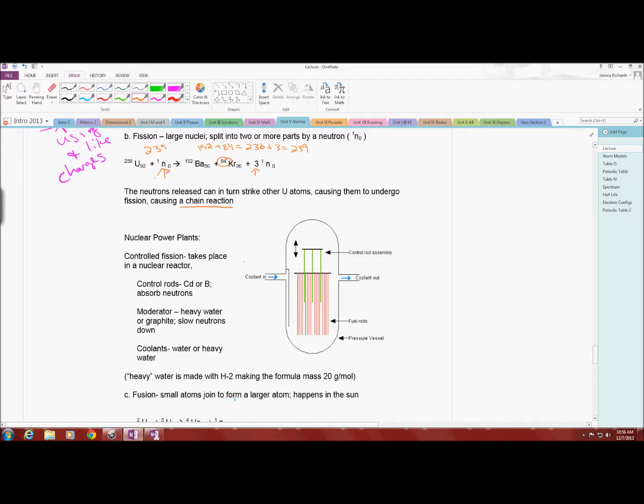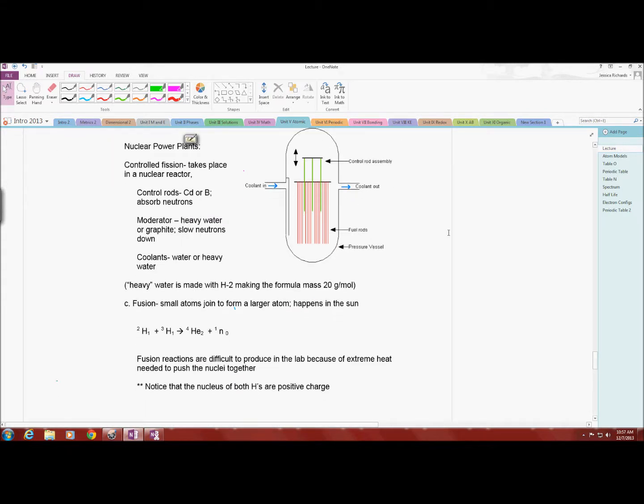We use this, of course, as a weapon, but the original idea was to be able to control it and use it to make electricity. So let's look at the parts of a nuclear power plant. And briefly, let's discuss how a power plant works.